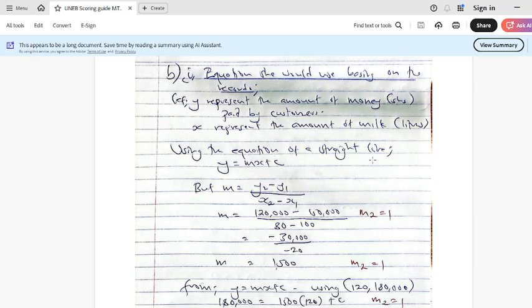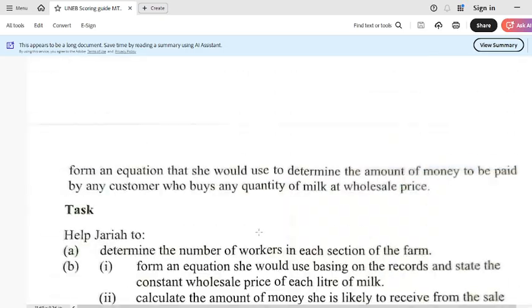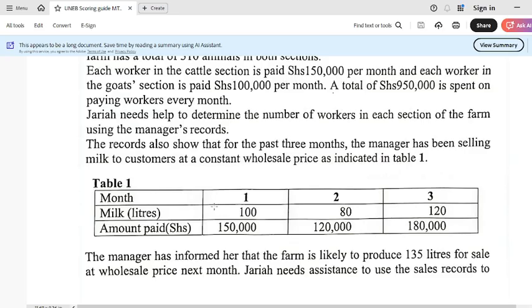Using the equation of a straight line, y equals mx plus c, we have the y-intercept, and we have the gradient, which is m. So from there, we choose 2 points to remember from our table. That's where we got these 2 points. So I chose to use this.